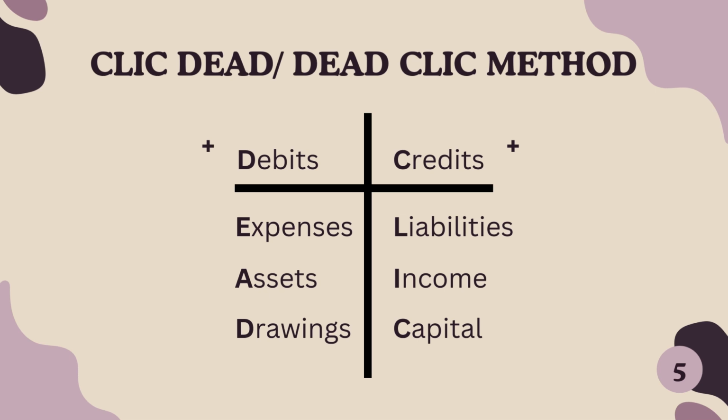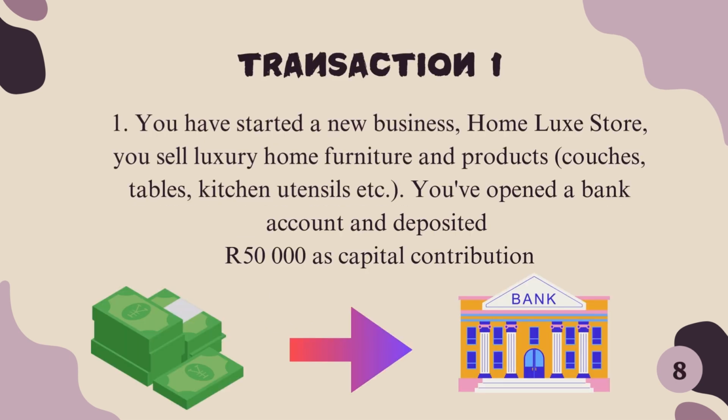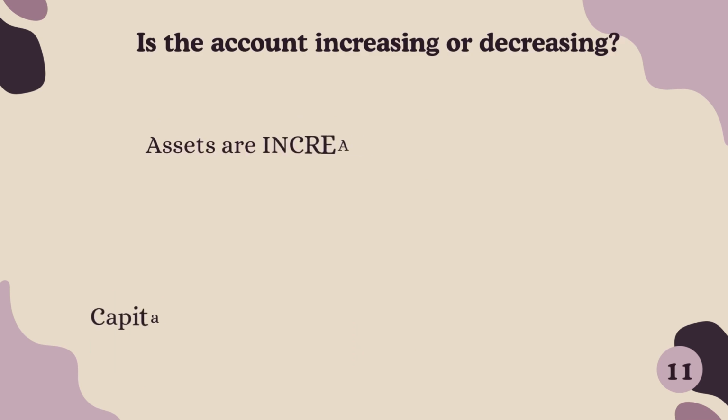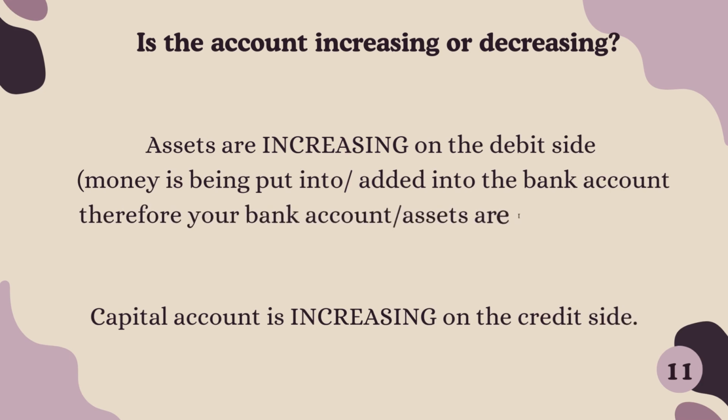The capital account and drawings account both are part of owner's equity. Even though they're on two different sides of the Claydon model, just know that they both affect owner's equity differently, but they are still underneath owner's equity. The third question, is it increasing or decreasing? So when we look at the transaction, we can see that it says you deposited, meaning you put your capital contribution into the bank. Therefore, your bank account increases, right? As well as your capital account, it will increase.